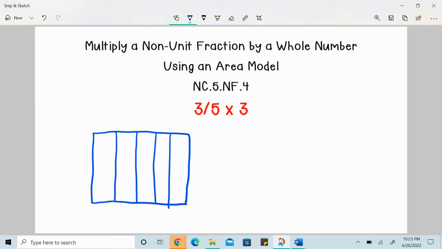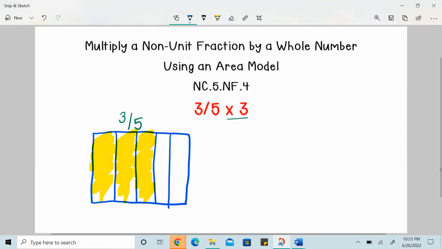And now I can go ahead and shade in 3/5. So there's 1, 2, 3. So there's a group of 3/5. I could even go ahead and label that. So there's 3/5. But that's 3/5 just one time, and I know I need 3/5 3 times.